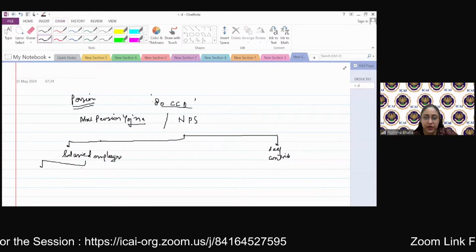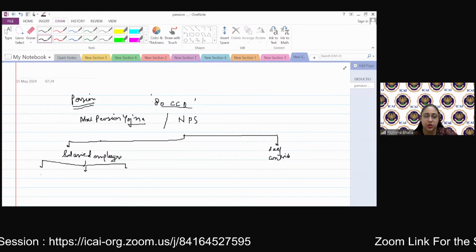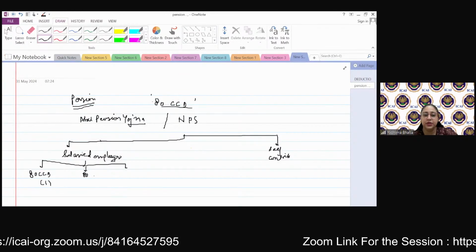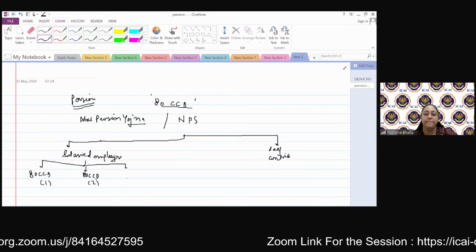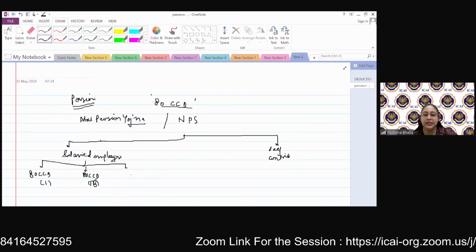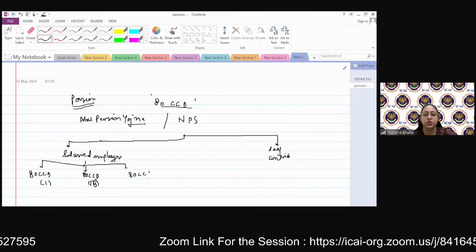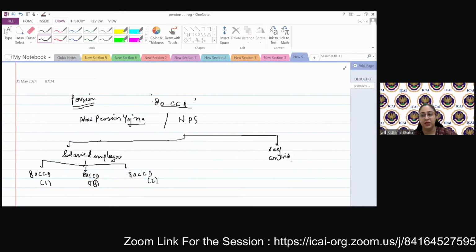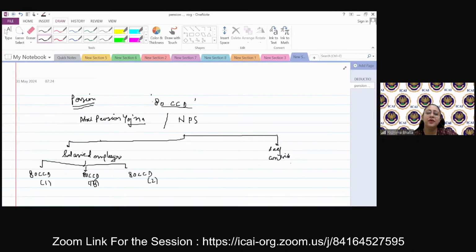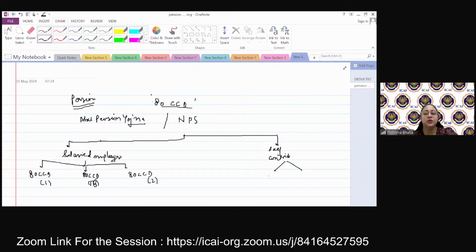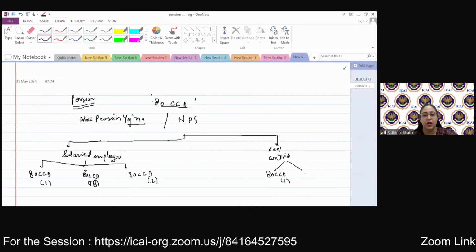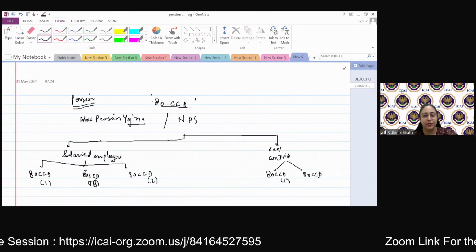If I'm making the contribution from my employer perspective, then there are three sections in which you get a deduction: 80CCD subsection 1, 80CCD subsection 1B, and 80CCD subsection 2. But when you're making a self contribution, that is, no one else is contributing, there's no employer role here, I myself am making a contribution, then there are two sections in which I can claim a deduction: 80CCD subsection 1 and 80CCD subsection 1B.